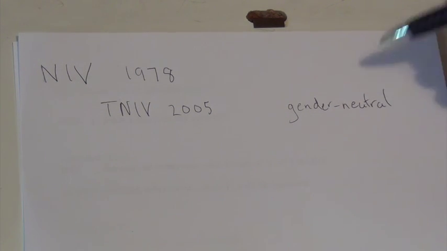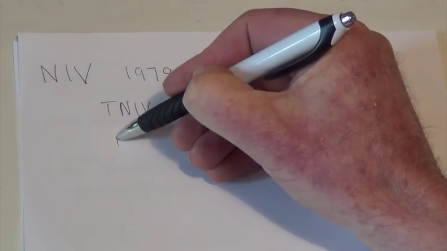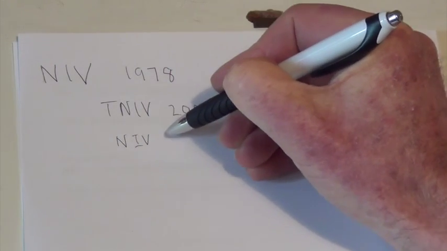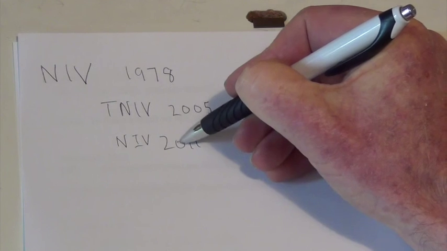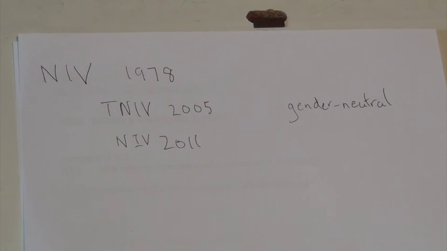For example, instead of saying brothers, it would say brothers and sisters, and instead of saying he, they might say they. And instead of saying sons of God, it might say children of God. The most recent one is the NIV 2011, which retreated a little bit from this gender-neutral language, but failed to lure back most of the defectors.